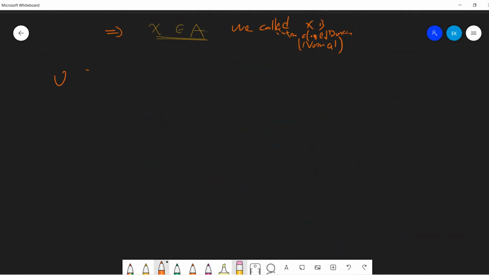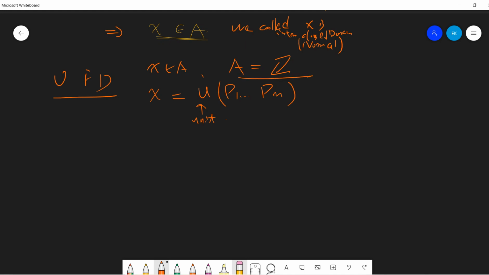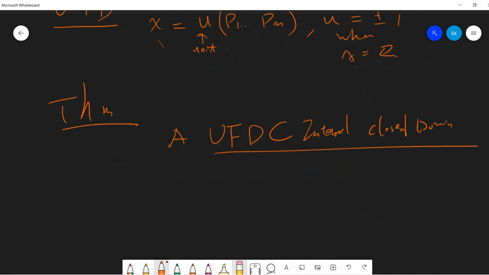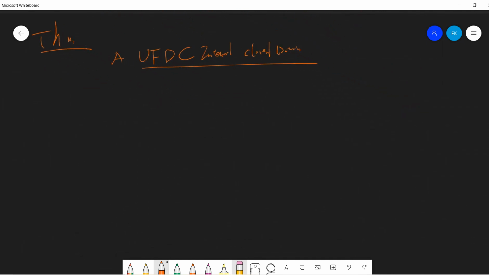For the unique factorization domain, I don't think I have to define it. Basically, any x belonging to A can be written as a product of irreducible elements times a unit. A really good example is A being the integers, where any number has a prime factorization, and the unit can be plus or minus 1. The theorem says that a UFD is integrally closed. I think this result is usually used in algebraic geometry. I'm not sure whether abstract algebra uses it, but I think this is an interesting result.